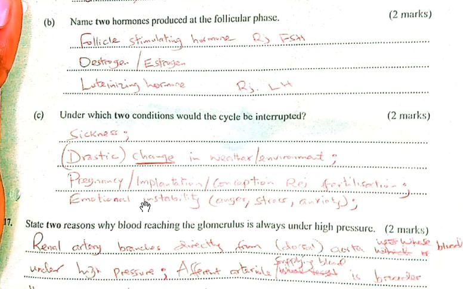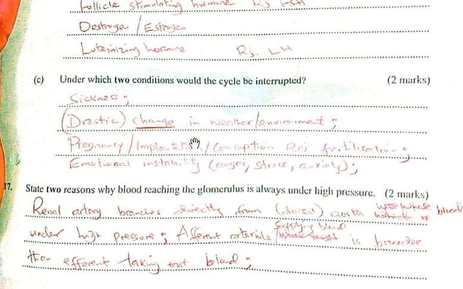Under which 2 conditions will the cycle be interrupted? Number 1, we have sickness. Number 2, change in weather or the environment. Then we can have pregnancy or implantation or conception. Then emotional instability, for example anger, stress, anxiety.